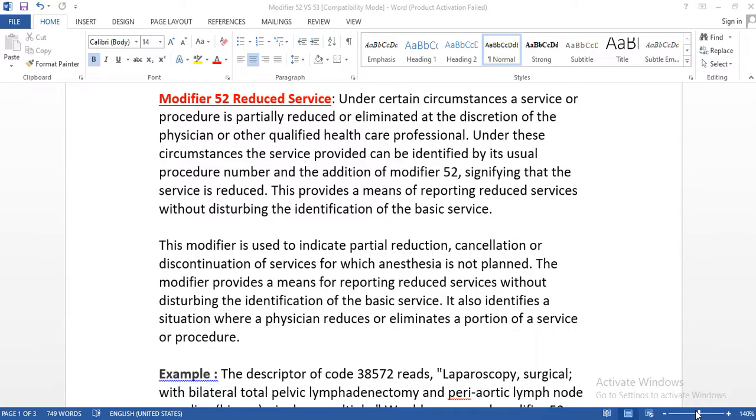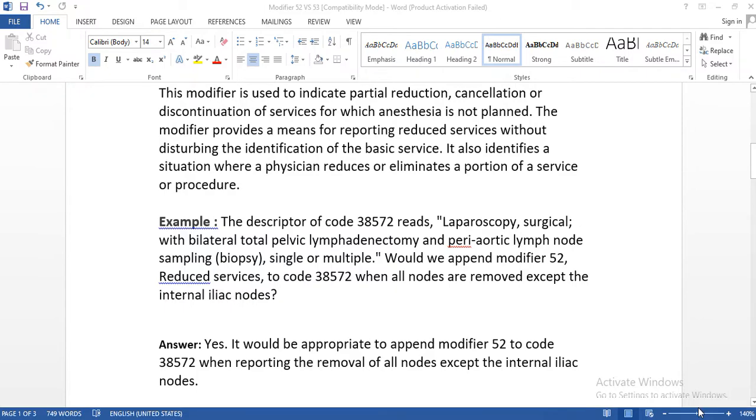When we add the 52 modifier to the CPT code, it provides a means of reporting reduced services without disturbing the identification of the basic service. So 52 means only reduced service, but the intent of the procedure is the same. Only the procedure is reduced. The 52 modifier is used to indicate partial reduction, cancellation, or discontinuation of services for which anesthesia is not planned. These are the keywords we need to keep in mind: partial reduction, cancellation, or discontinuation of services for which anesthesia is not planned.